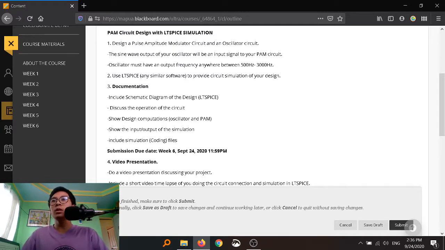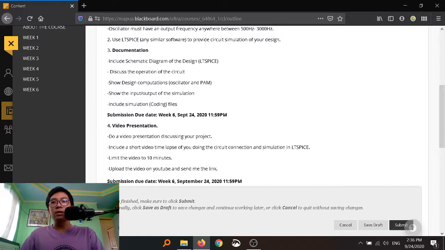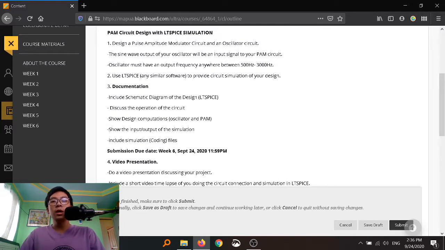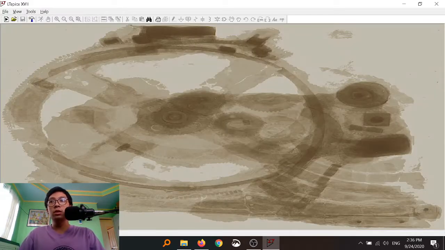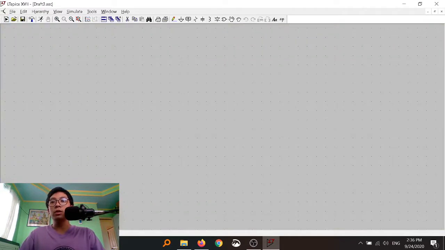So the second is use LTSPICE or any similar software to provide circuit simulation of your design. So that's what we'll be doing. So we'll be using LTSPICE. So let's open LTSPICE here and open a new schematic.